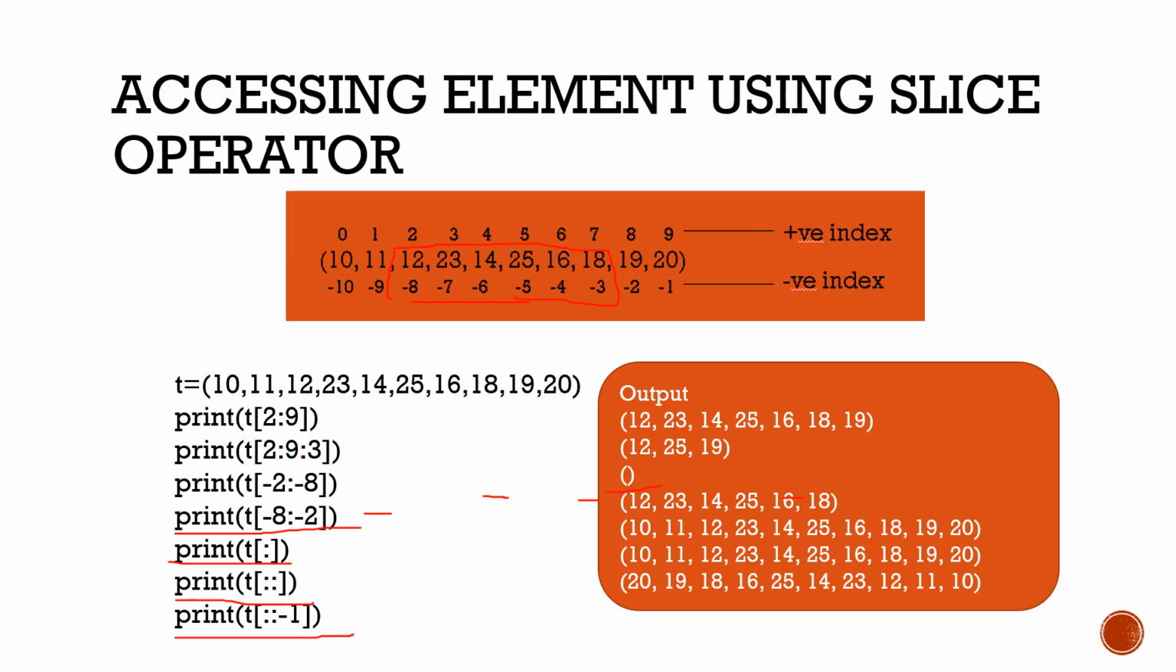Then colon means it's going to display the entire tuple, and colon minus 1 means the compiler is going to understand that it needs to display the elements from right to left, from the last element to the first element, which means reverse order. Now arithmetic operators for tuple.